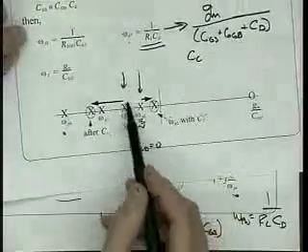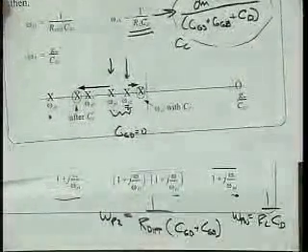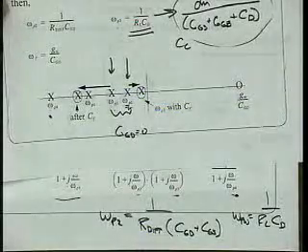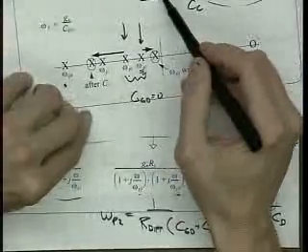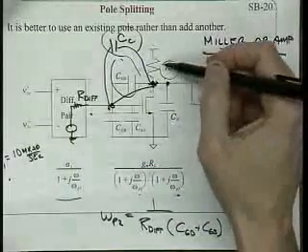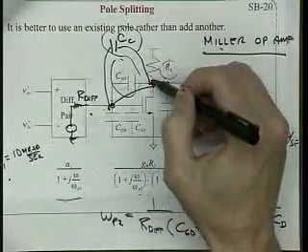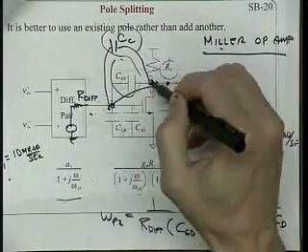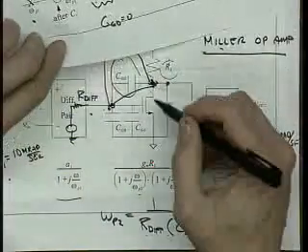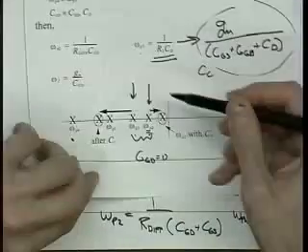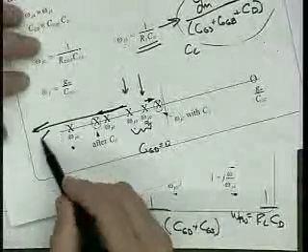Omega p3 actually goes to a higher frequency, and it ends up going to this value right here. So that's kind of neat. It starts off at 1 over RLCD, which could be pretty bad because RL can be pretty large. But by making this compensation capacitor really big, at high frequency this becomes a short circuit. This looks like 1 over GM. So this output pole actually goes to a very high frequency. It sort of gets out of the way.